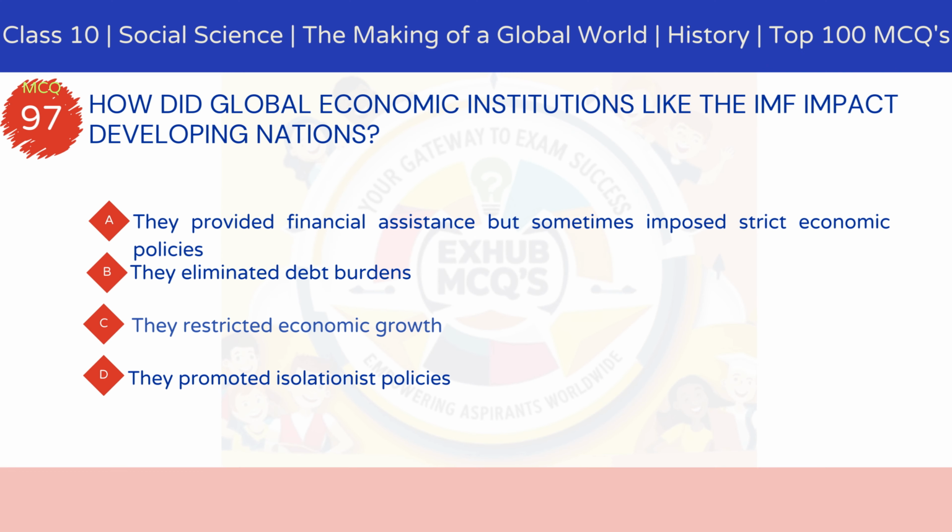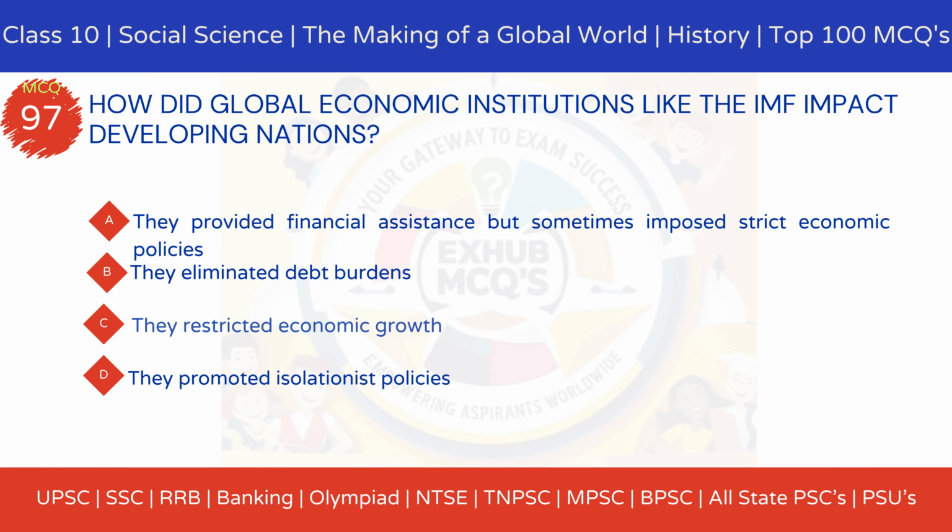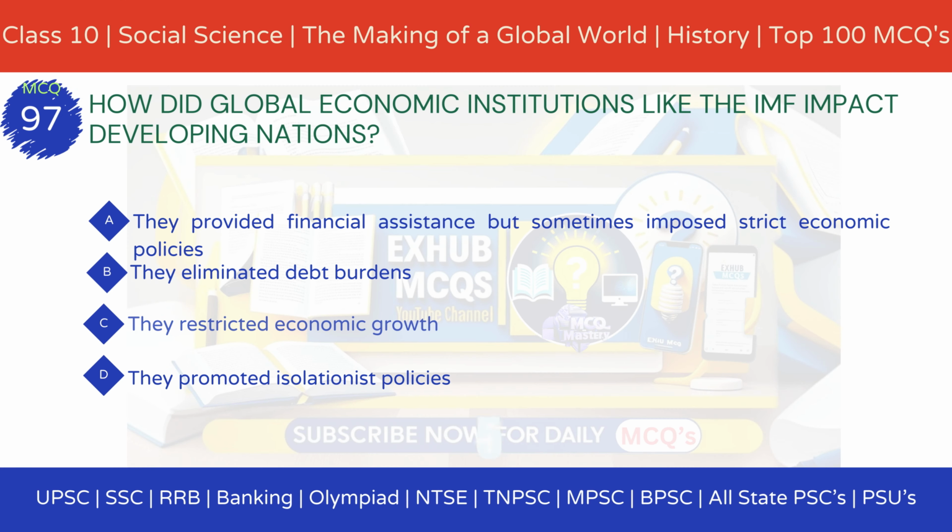MCQ 97. How did global economic institutions like the IMF impact developing nations? Option A. They provided financial assistance, but sometimes imposed strict economic policies. Option B. They eliminated debt burdens. Option C. They restricted economic growth. Option D. They promoted isolationist policies.